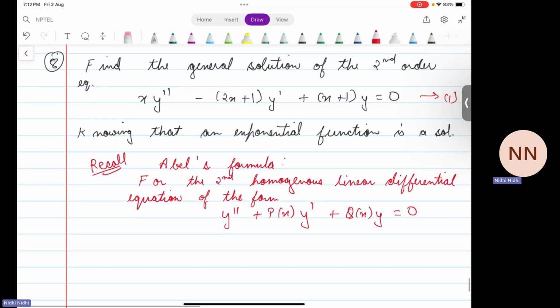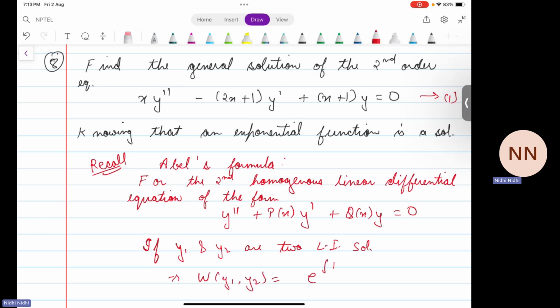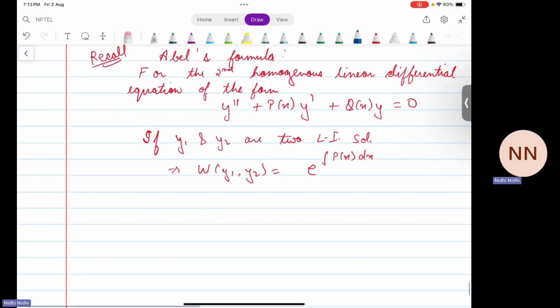The Wronskian: if y1 and y2 are two linearly independent solutions, then the Wronskian of y1 and y2 is given by e to the power of minus the integration of p(x) dx. So we'll be using this Abel's formula to find the Wronskian, and using the value of the Wronskian we'll find the second solution. So let's start with the solution.